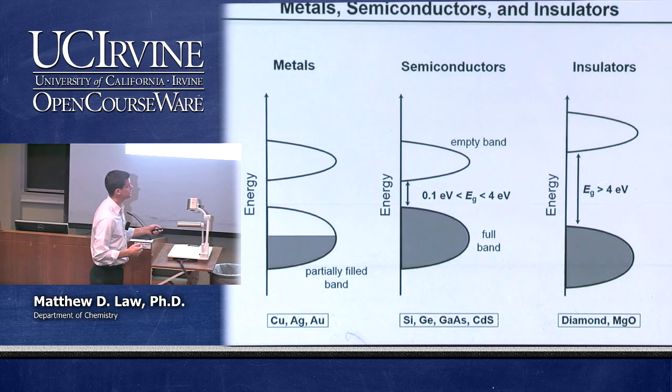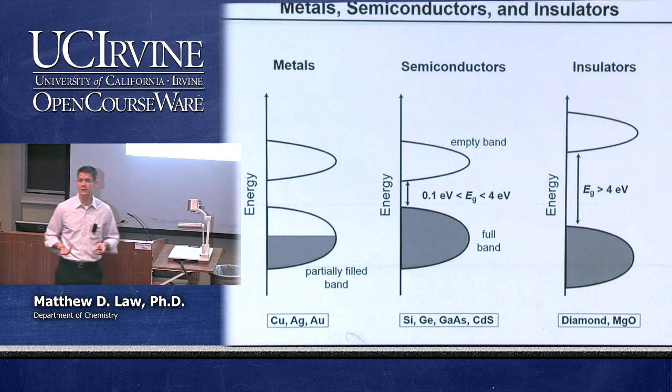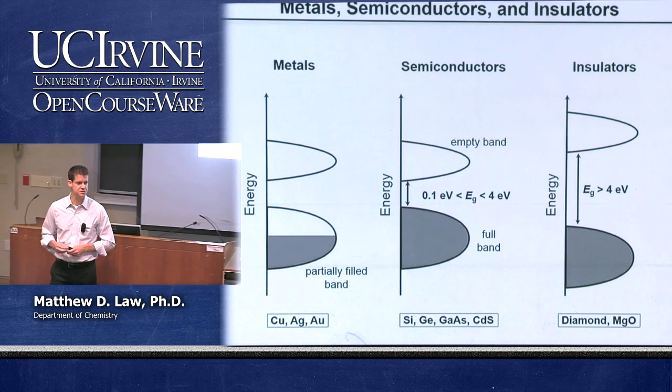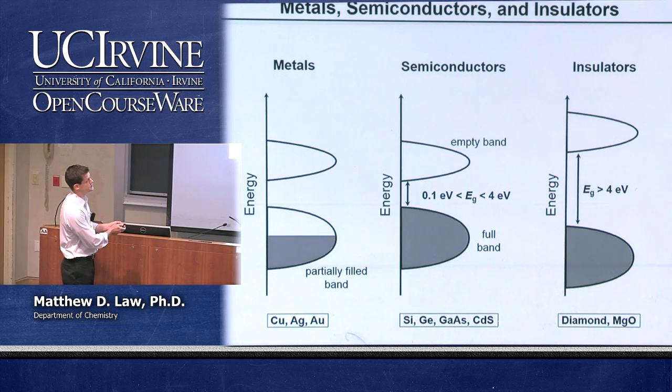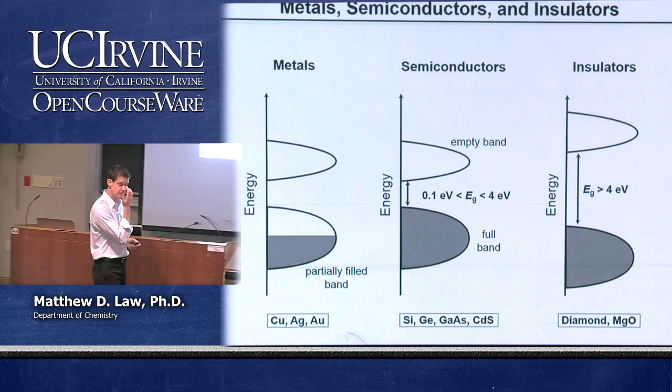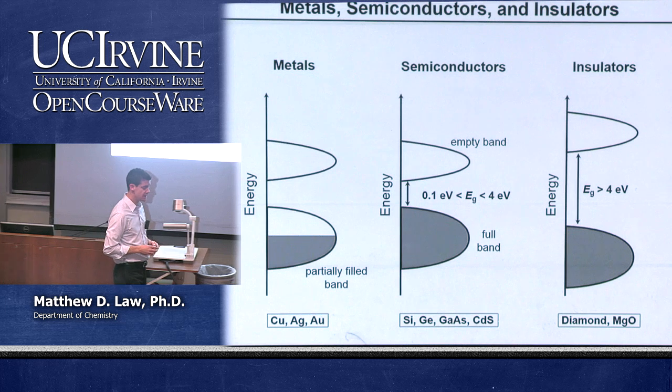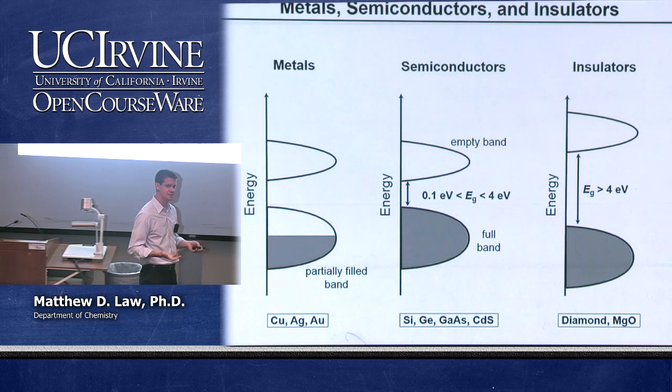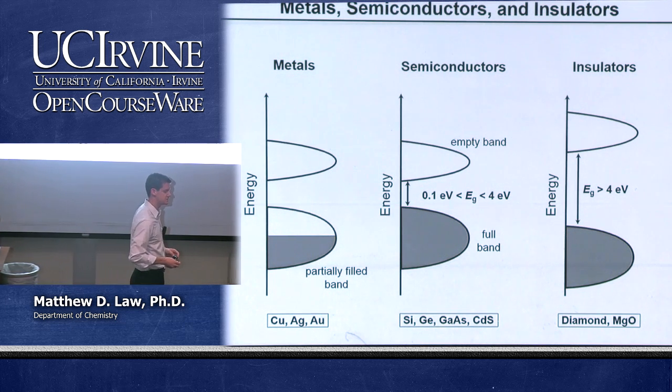And the gap here is sufficiently large, larger than, say, 4 electron volts, that at normal temperatures, you don't have a substantial number of electrons in the conduction band, and so you have a highly insulating solid. Okay? So diamond, magnesium oxide, aluminum oxide, lots of oxides tend to be insulators.